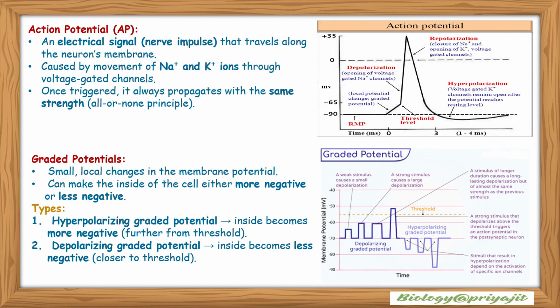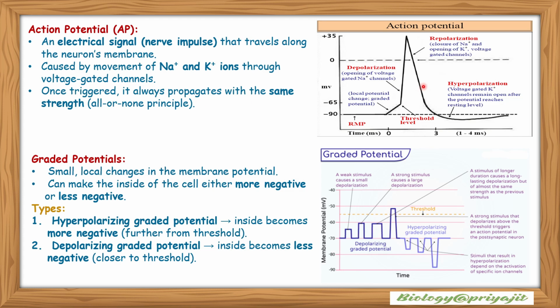Action potential, or AP. An electrical signal, or nerve impulse, that travels along the axon's membrane is the action potential. It is caused by movement of Na+ and K+ ions through voltage-gated channels. Once triggered, it always propagates with the same strength, that is the all-or-none principle.